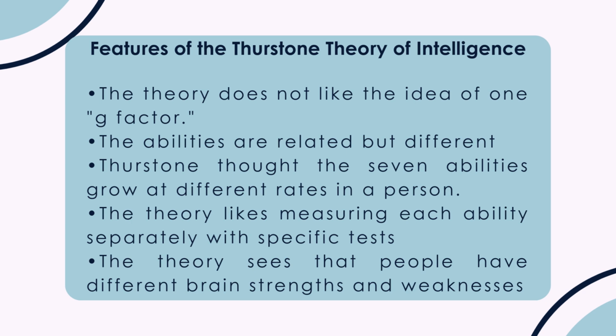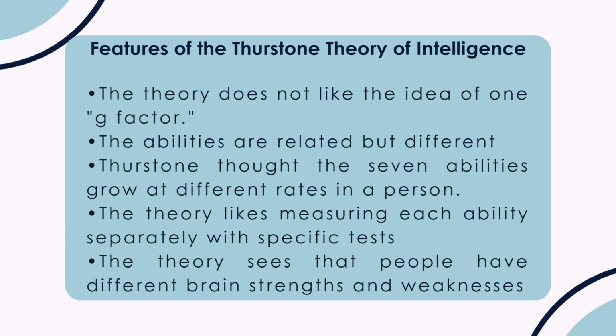Second, Thurstone's theory identifies multiple abilities that, while related, are still distinct from one another. These abilities contribute uniquely to a person's intelligence profile. This means that each ability measures a different facet of intelligence, offering a more comprehensive picture of cognitive function.